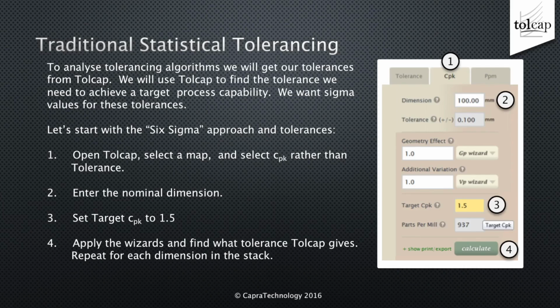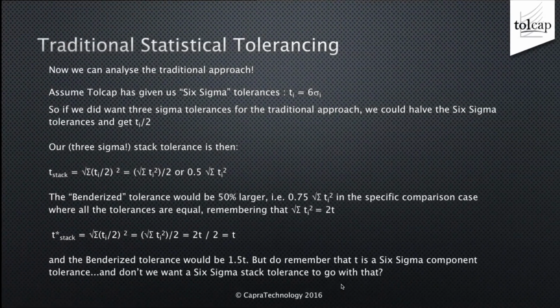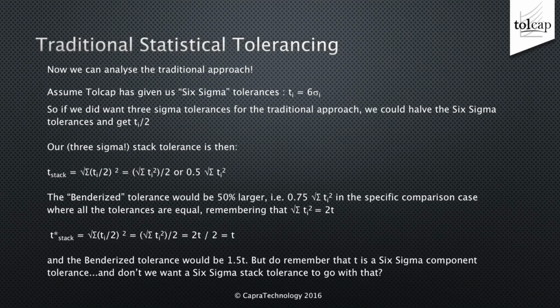Now we can analyse the traditional approach. Assume Tolcap has given us 6 sigma tolerances. Each Ti is 6 sigma i, 4.5 sigma i to give CPK of 1.5, plus 1.5 sigma process shift. So if we did want 3 sigma tolerances for the traditional approach, we could halve the 6 sigma tolerances and get 3 sigma is Ti over 2.